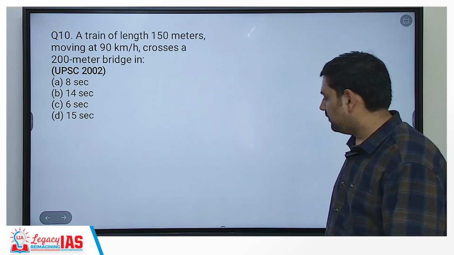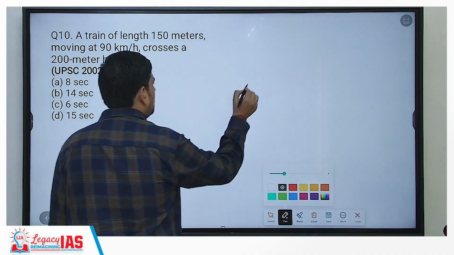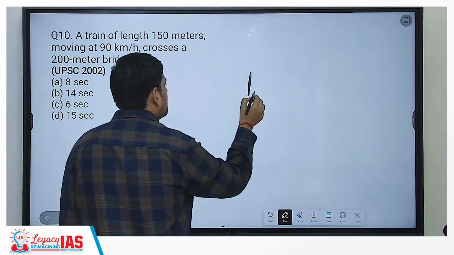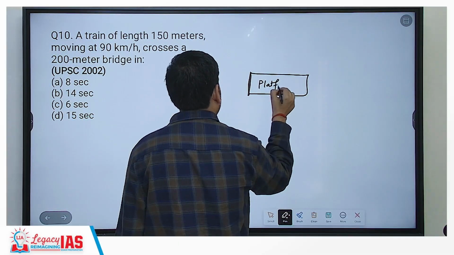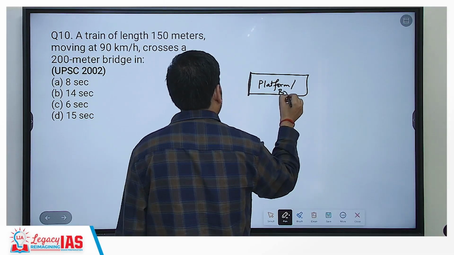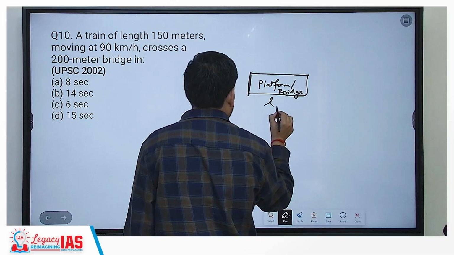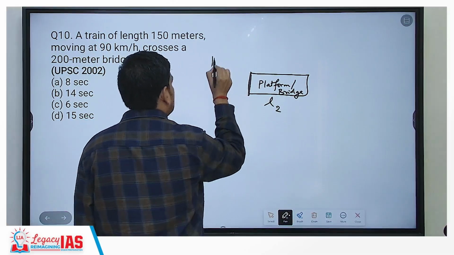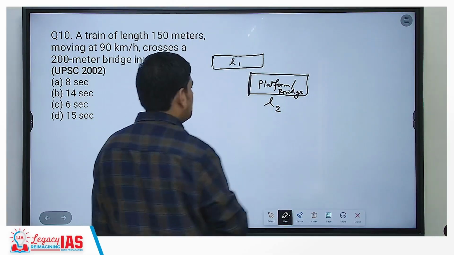Now, this is another type of question that they ask. In this, instead of the pole, now you have, let's say, a platform or a bridge. You have a platform or a bridge. Now this will be, let's say, of length L2 and this is your train. This is your train of length L1.